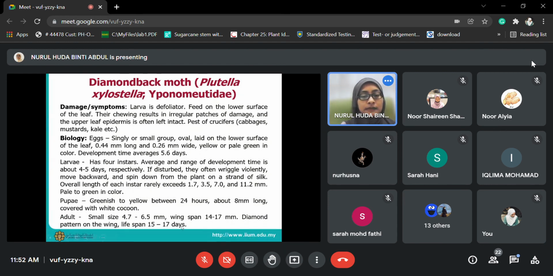And the adult is very small, around 5 to 6 mm, with a wingspan around 17 mm. And the name diamondback is because of the shape of the pattern on the wing, shaped like a diamond. It seems to have 3 diamonds arranged on the wing. And the lifespan for this one is the lifespan from egg to adult, not just the adult. Lifespan from egg to adult is around 15 to 17 days.